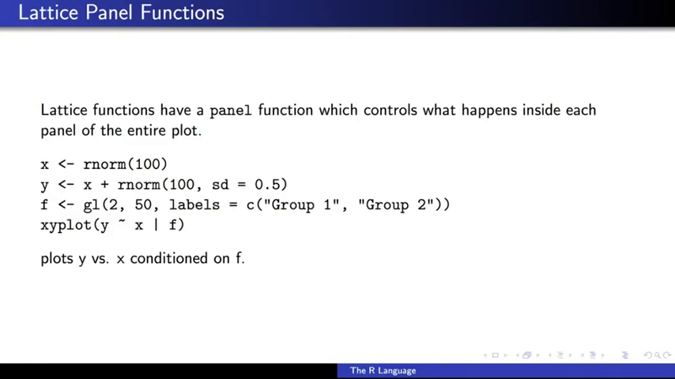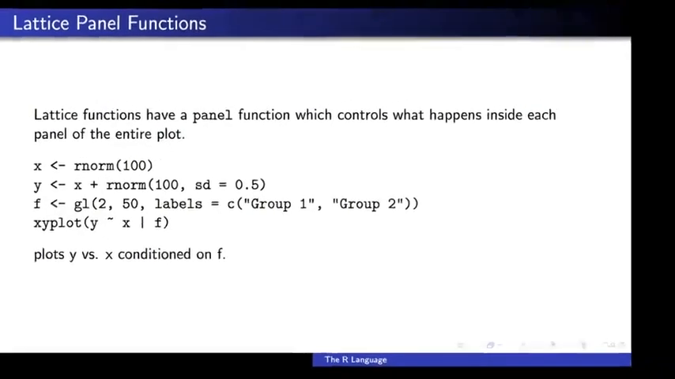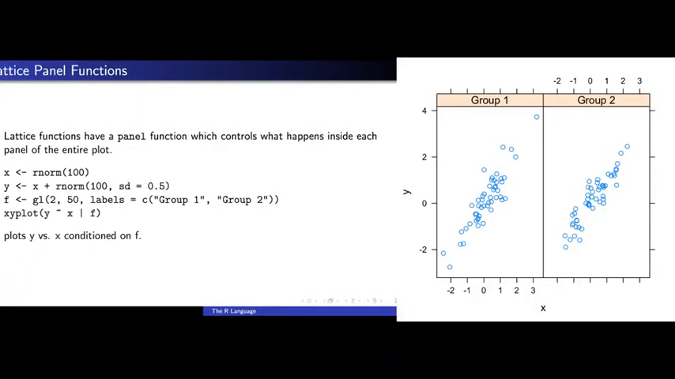So here I'm simulating some normal data that have a linear relationship, and I'm going to create a factor variable that has two groups labeled group 1 and group 2. If I call xyplot for y tilde x and then condition on f, this is the plot that you get. You can see that there are two panels, one for group one and one for group two, and all that happens within each panel is the scatter plot is created.